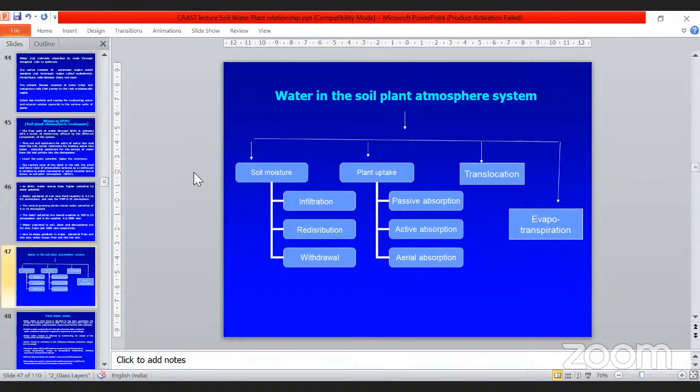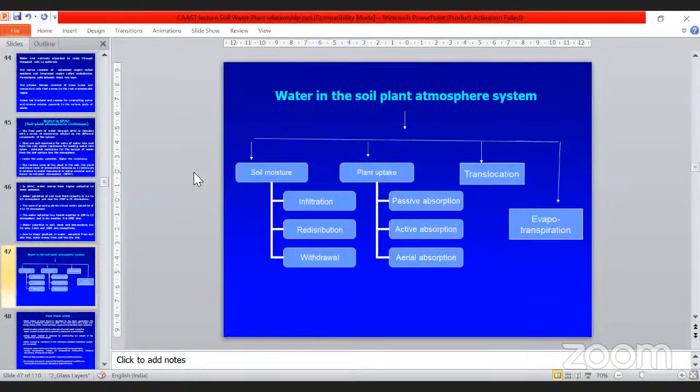Then the active absorption is also there, so how water is absorbed directly due to various pressures. We'll see in the next slides how passive, active and aerial absorption work. When the plant wants to absorb water, for example in the winter season, humidity or dew drops fall on the leaves, and because of that, all the crops in the Rabi season, for example gram, grow on this aerial absorption itself. So the plant is uptaking not only from the soil but also from the humidity through aerial absorption, and based on that the plant is getting the water.